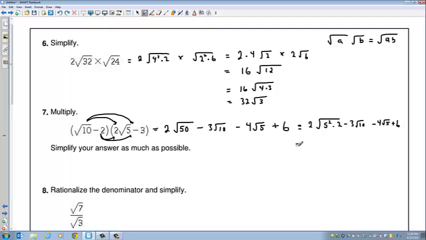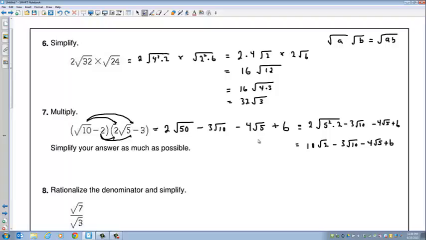And then this is equal to, so you can pull out the 5 because the square root of a square is whatever's inside there. So you pull out the 5 and you get 2 times 5, which is 10. You're left with the root 2 inside, and you just copy down the other stuff because they can't be simplified anymore. So 4 root 5 plus 6.